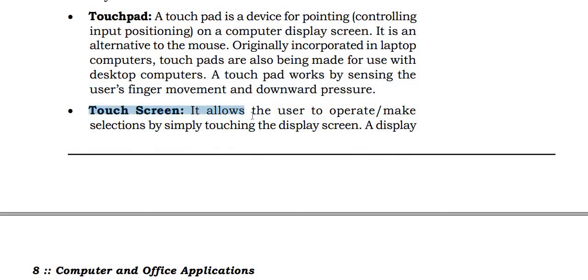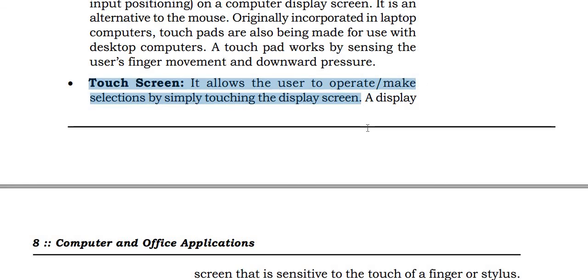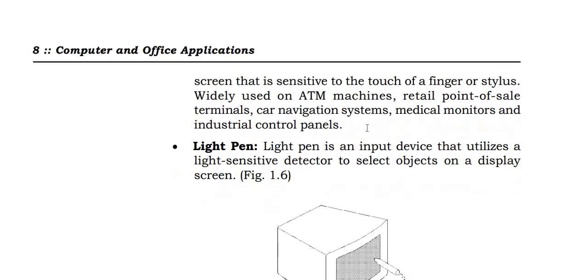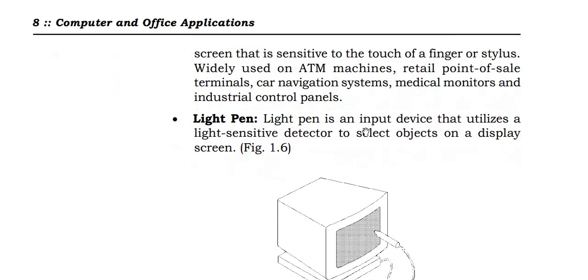Touch screen. It allows the user to operate or make selections by simply touching the display screen. Display, function keys, numeric keypad, cursor movement keys, alphanumeric keypad, special function keys. 8. Computer and office applications. Screen that is sensitive to the touch of a finger or stylus. Widely used on ATM machines, retail point-of-sale terminals, car navigation systems, medical monitors and industrial control panels.